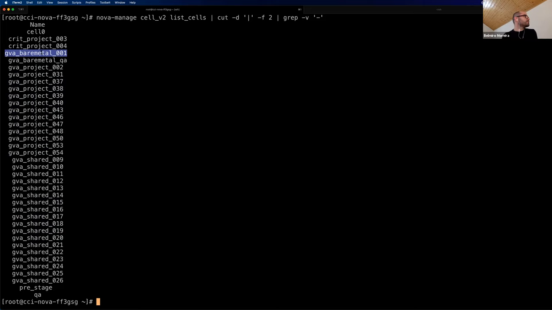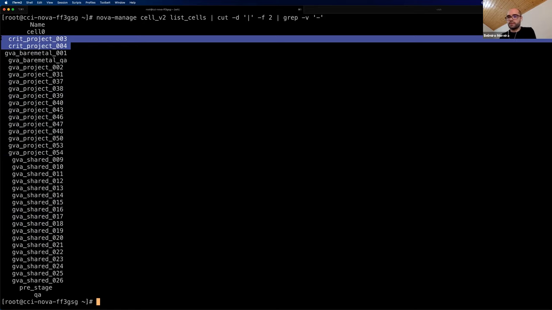Another particular cell that we have here is, for example, this one. This is the cell where we have all the bare metal nodes. All the ironic nodes are managing this Nova cell. And these ones are particular cells for resources that have special features. In this case, these nodes are backed up by diesel generators in case of a power failure. So this was just to give you an example of a real use case of using cells.